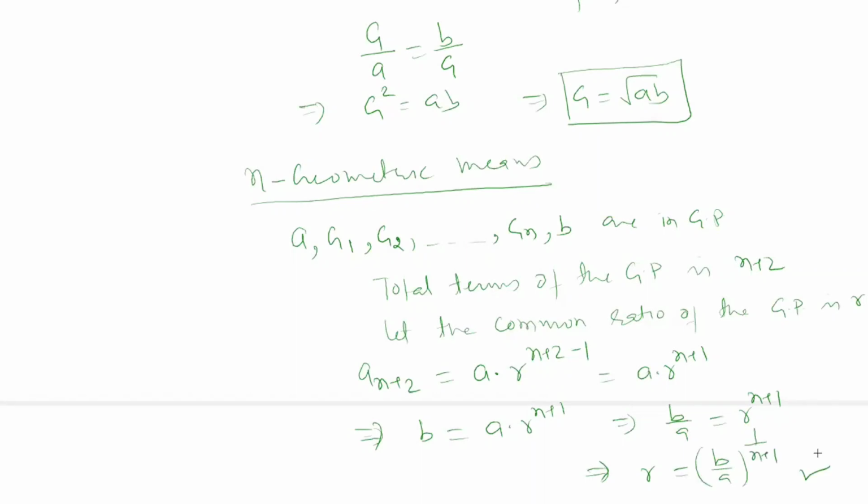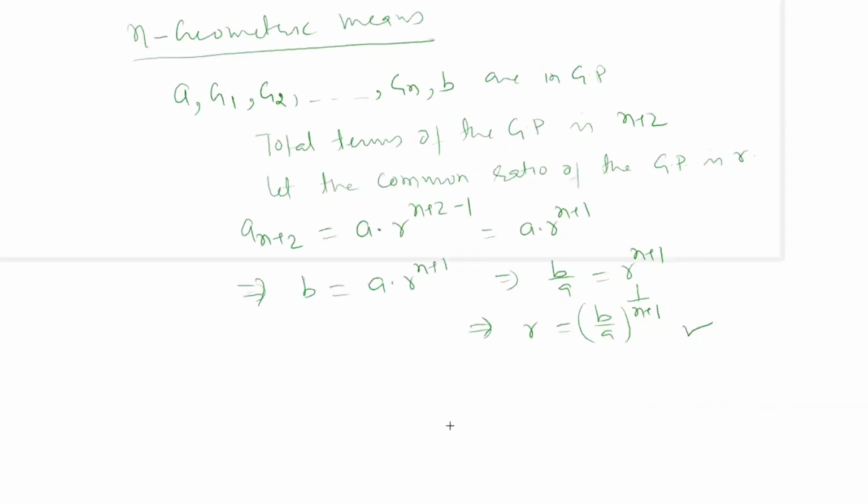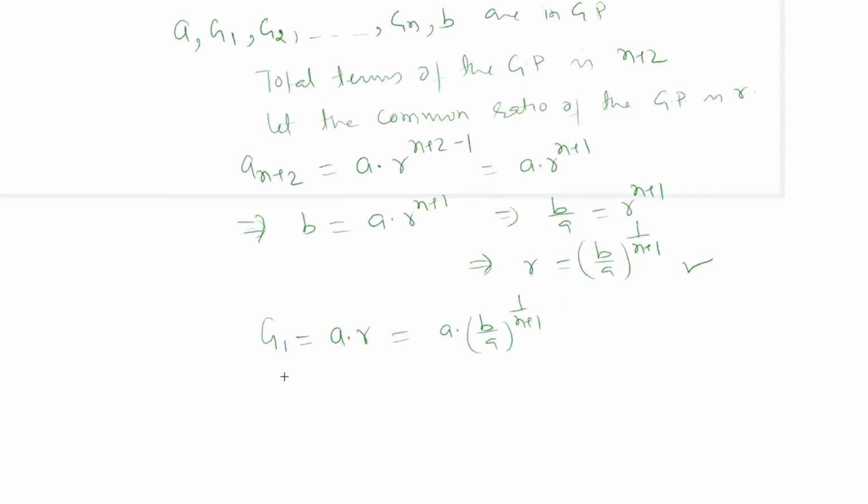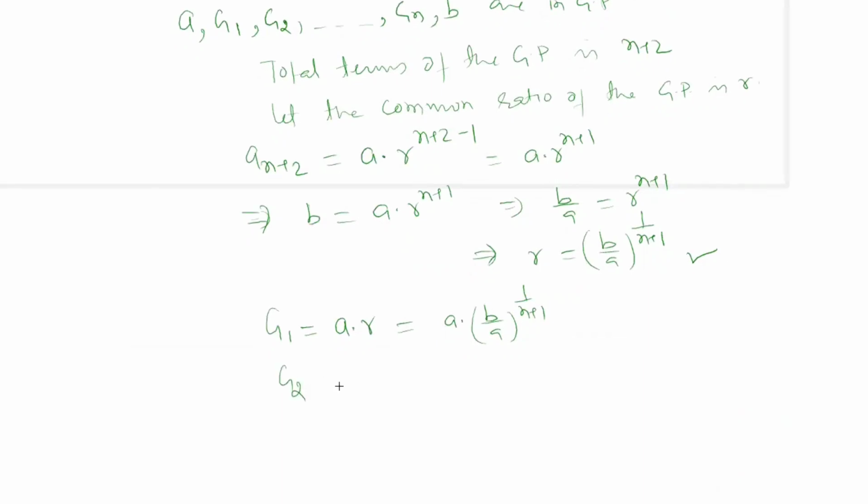Now you have found r, you can find all these numbers, like G1. How do you find G1? G1 is nothing but a into r, which is a into b by a to the power 1 by n plus 1. Then similarly, you can find G2. G2 is a into r squared, which is equal to a into b by a to the power 2 by n plus 1.